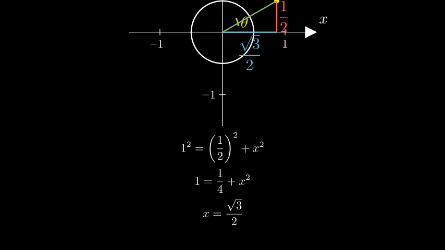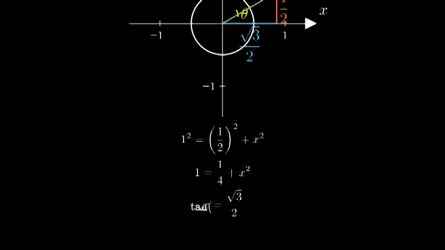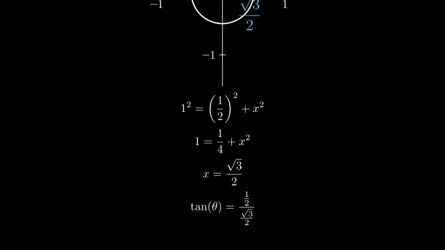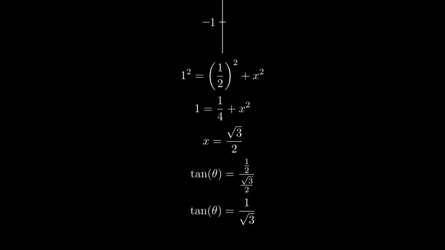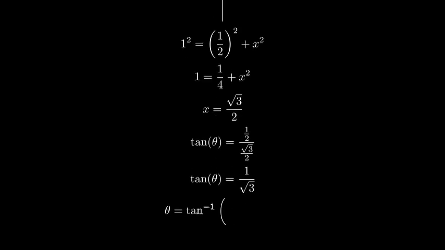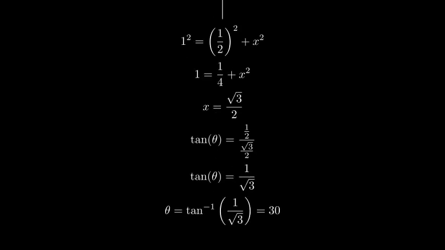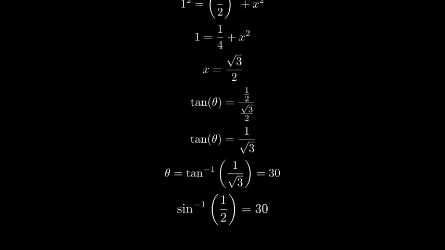Now, we can find theta using trigonometry. The tangent of theta equals opposite over adjacent, which is 1/2 divided by square root of 3 over 2. This simplifies to 1 over square root of 3. Therefore, theta equals tangent inverse of 1 over square root of 3, which is 30 degrees. Therefore, sine inverse of 1/2 equals 30 degrees.